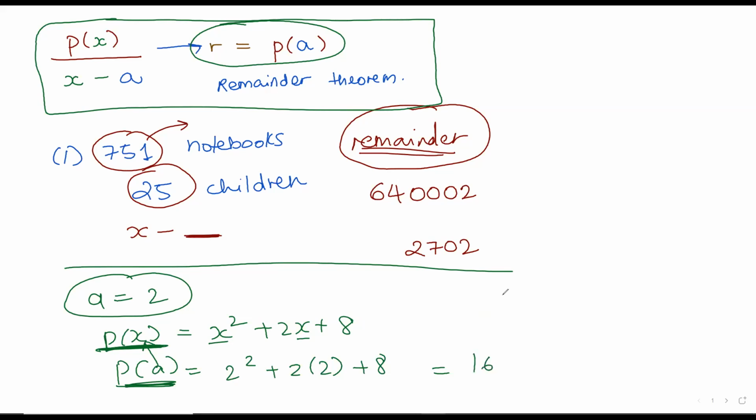So now, Mridula, A is 2 over here and P of A is 16. Are they the same thing? No, ma'am. Yeah, they're not the same thing, right? So please don't get confused.